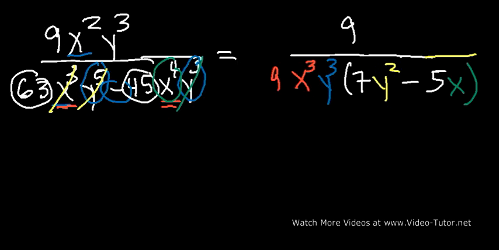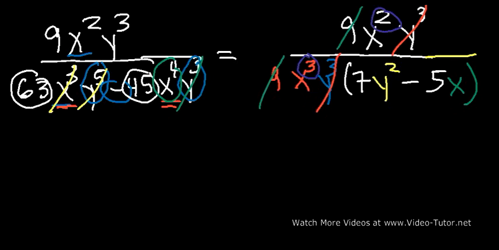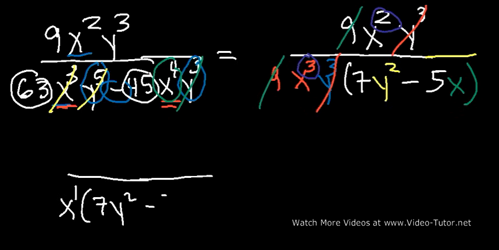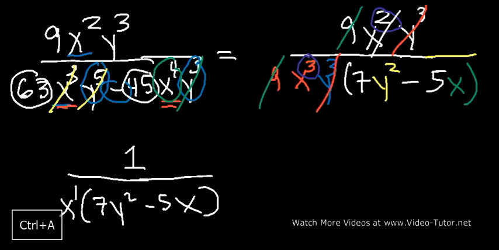On top we have 9x squared y to the 3rd. So we can cancel these 9's. They disappear. And we can cancel the y cubes. And for the x variables, we're going to subtract it backwards. 3 minus 2 is 1, but we're going to put that 1 on the bottom. So we have x to the first power on the bottom times 7y squared minus 5x. Now we got rid of everything on top, so there's a 1 left over. If you cancel out everything, it's 1. For example, 9 divided by 9 is 1. So that's the final answer for that problem.